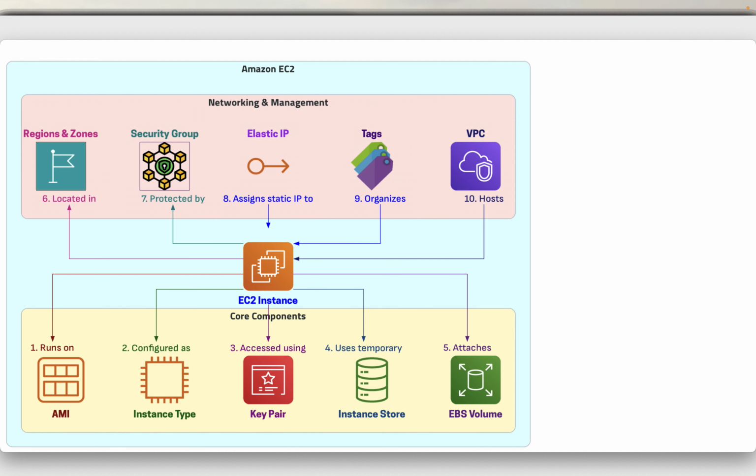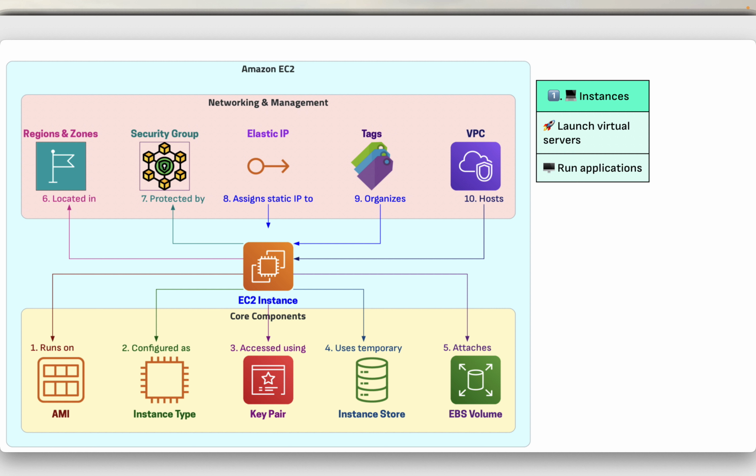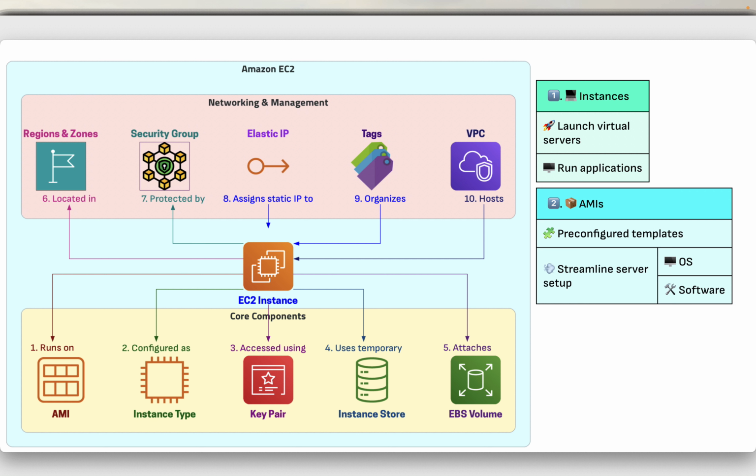So EC2 terminology. First one, instances. Amazon EC2 allows the launch of virtual machines or virtual servers to run applications, and these are called EC2 instances. AMIs, Amazon machine images. They utilize pre-configured templates for instances, streamlining server setup with necessary components like operating system and software. So as the name suggests, machine images. Basically these are images. If you have worked with VMware or something, you will know operating system images or snapshots or Docker images. So think of them as the same.